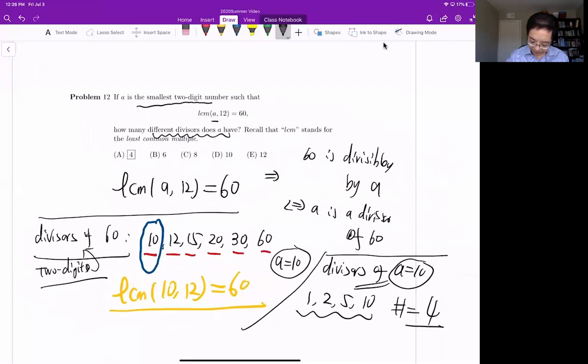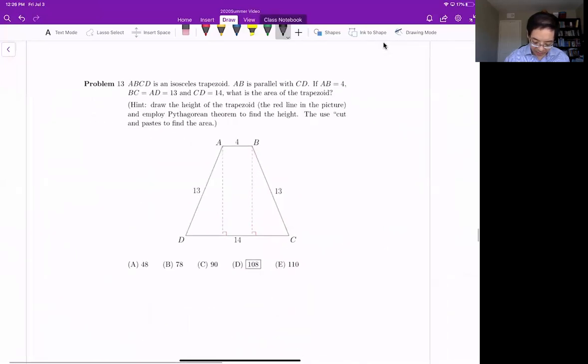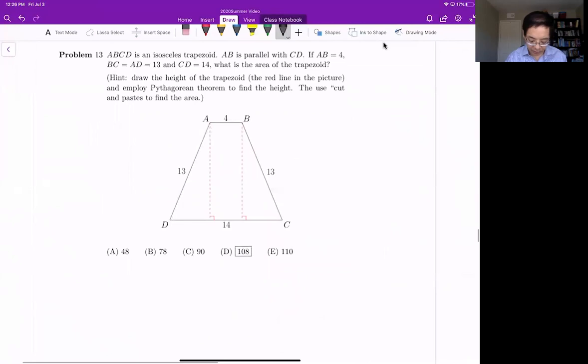Okay. All right. Now let's look at problem 13. Here we have a so-called trapezoid. It's called an isosceles trapezoid because two sides are the same. We need to calculate the area based on those given lengths of sides.